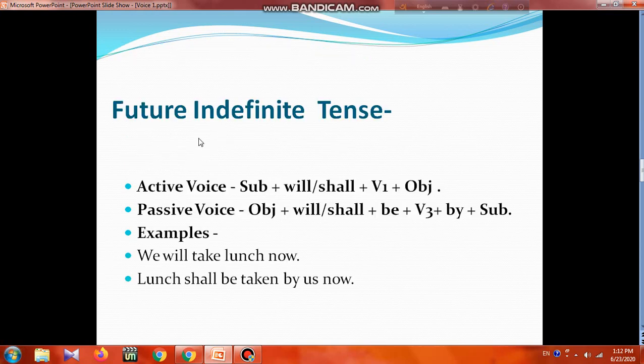Next comes future indefinite tense. We know that the future indefinite structure is subject, shall or will, B1, object. If you want to change it, the object will be at the beginning, then shall be or will be, then B3, then by plus subject. We'll take lunch now. So lunch shall be taken by us now, or lunch will be taken by us now.